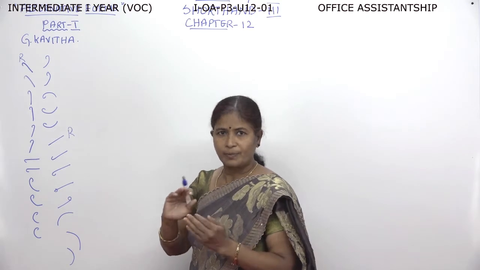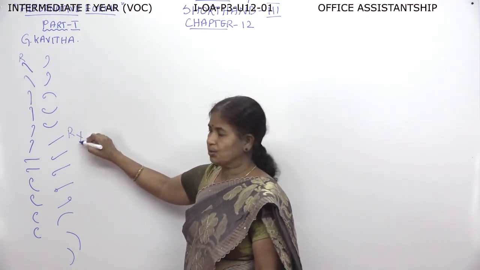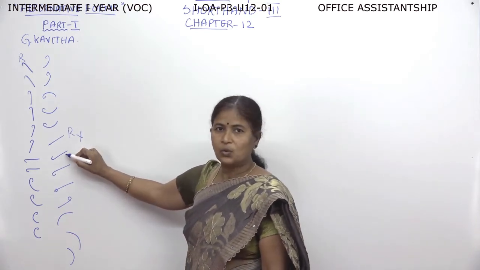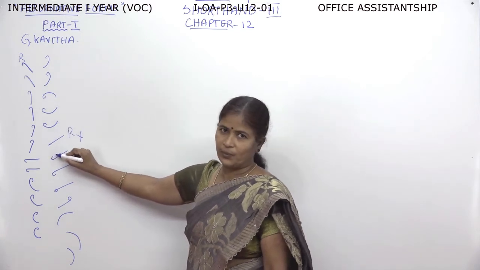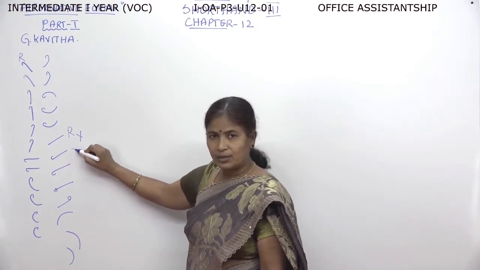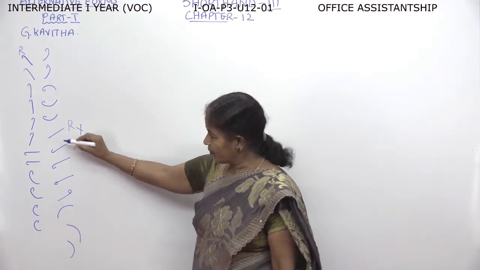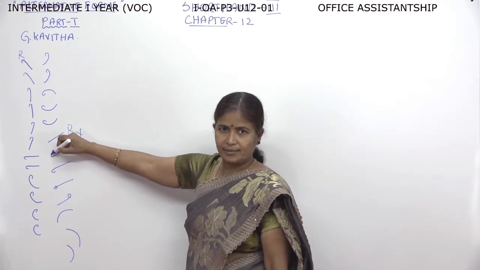So there is no R hook to stroke ray, and way also we cannot place a hook. Why? Because it is already engaged with a small hook for way, so we don't place R hook to this way also.